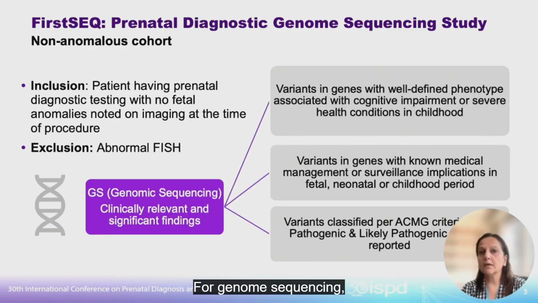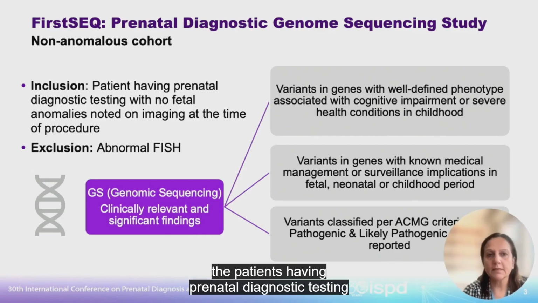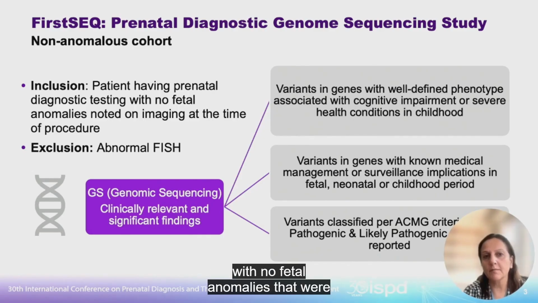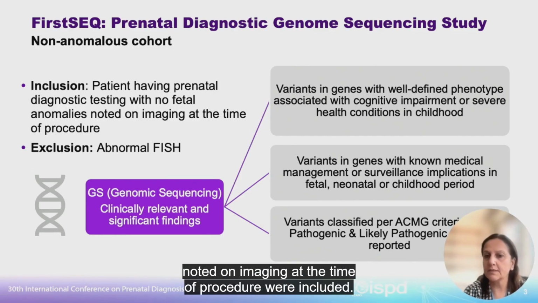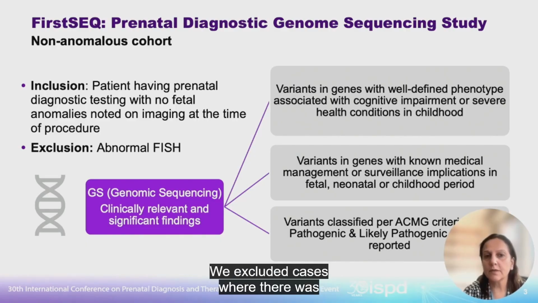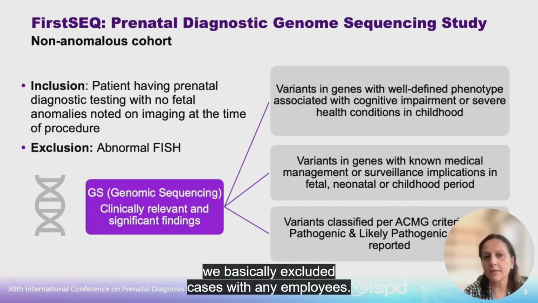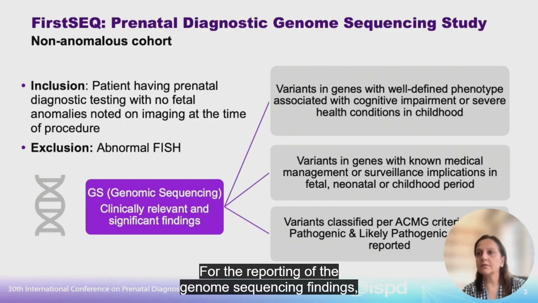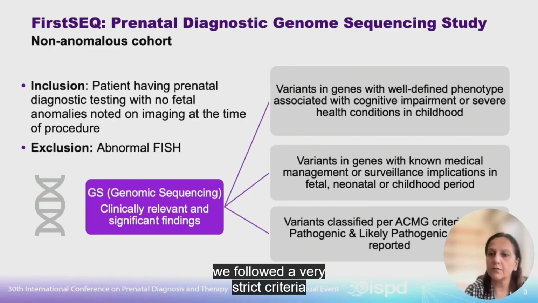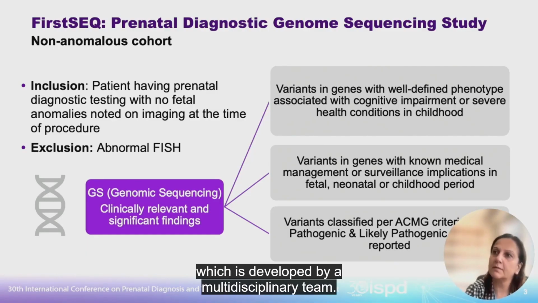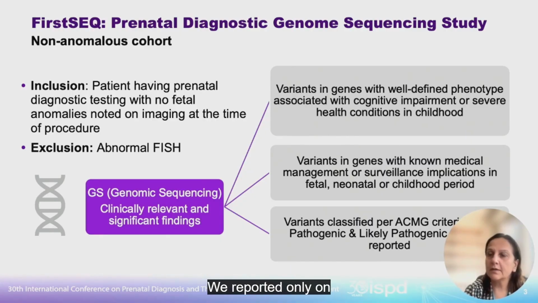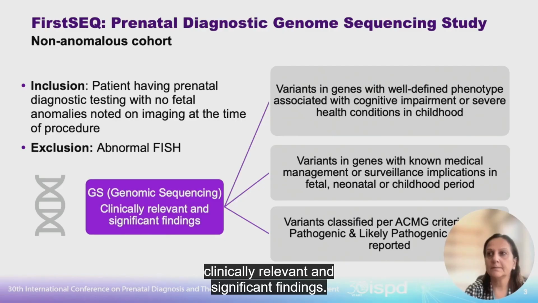For genome sequencing, patients undergoing prenatal diagnostic testing with no fetal anomalies noted on imaging were included. We excluded cases where there was an abnormal FISH finding, so we basically excluded cases with anomalies. For the reporting of the genome sequencing findings, we followed very strict criteria developed by a multidisciplinary team. We reported only clinically relevant and significant findings.